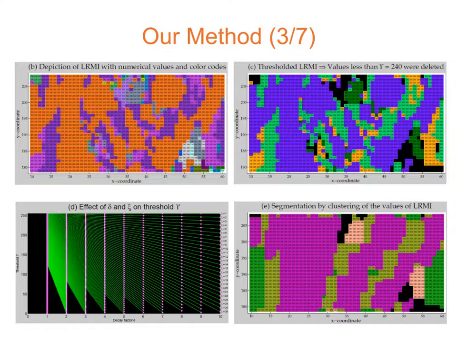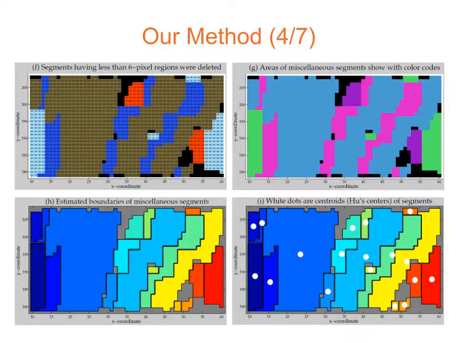Figure B shows the numerical values of the white marked region with different color codes. Figure C demonstrates numerical values which are more than 239. Figure D explains the effect of delta and xi on threshold. Figure E illustrates segmentation by clustering of the numerical values of LRMI. Figure F shows segments which have pixels more than 5.